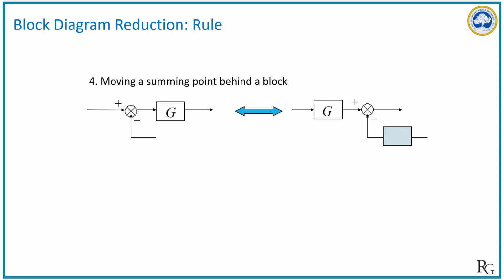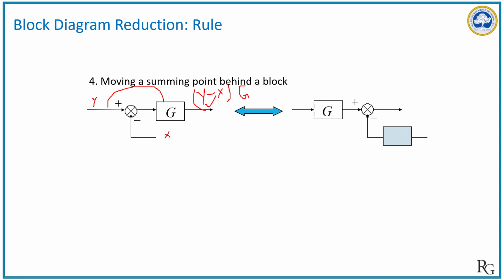So in the fourth rule, we want to move this particular block ahead of the summing point, or in other words, we want to move this summing block beyond this particular gain. The basic way to calculate the new gain is to look at this point and see what output we are getting. Let's say this signal is X and this signal is Y. Here we are getting Y minus X into G.